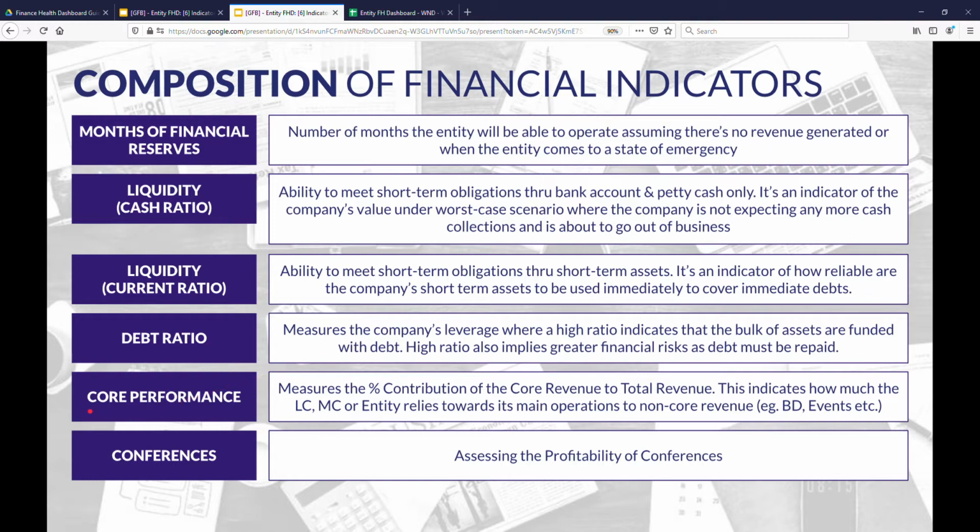Then core performance measures the percentage contribution of core revenue to total revenue. There are different calculations for LC and MC and entity, which we will talk about later. Then conferences is just assessing profitability.